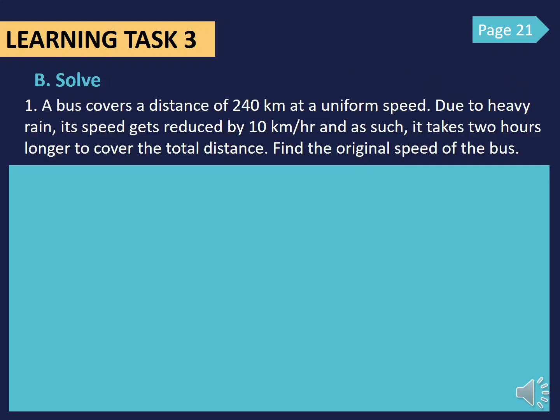In your learning task number 3 in letter B, you have given there 2 problems. So the first one is our word problems. The first one is a bus covers a distance of 240 kilometers at a uniform speed. Due to heavy rain, its speed gets reduced by 10 kilometers per hour, and as such, it takes 2 hours longer to cover the total distance. Find the original speed of the bus. So this is an example of a motion problem.